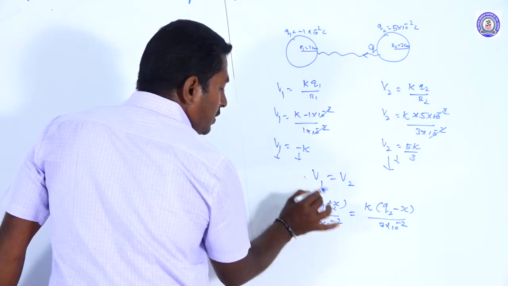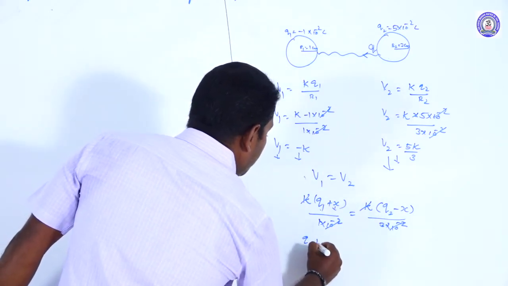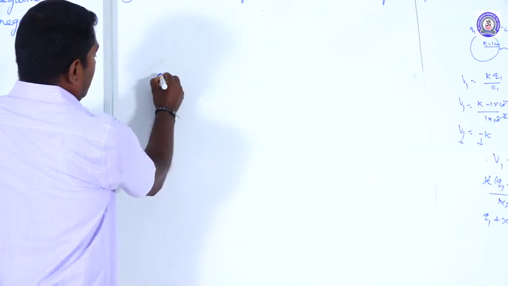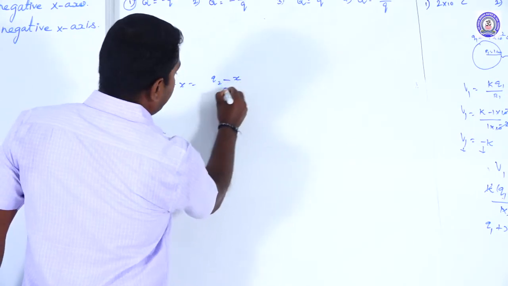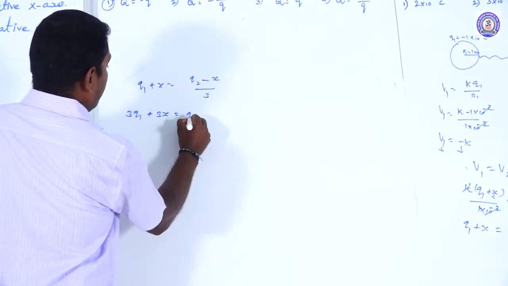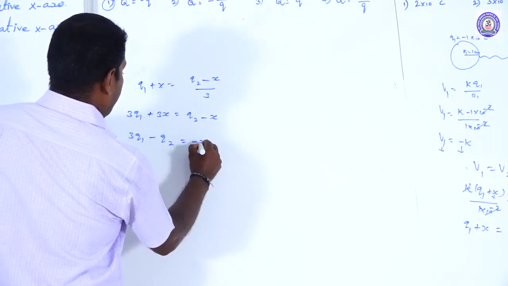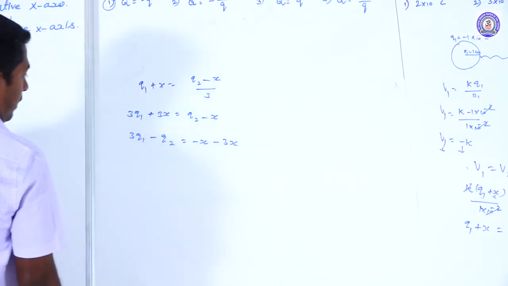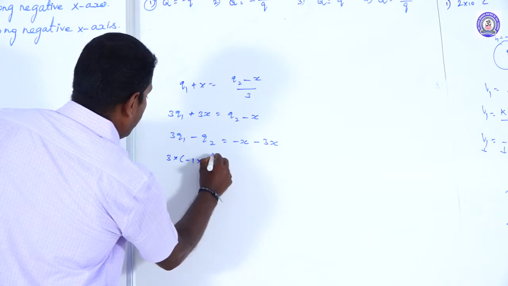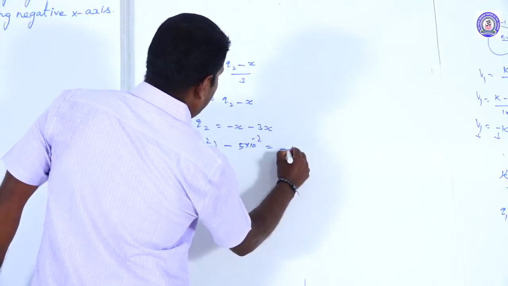So k gets cancelled, 10 power minus 2 gets cancelled, then Q1 plus X is equal to Q2 minus X divided by 3. The next step: 3Q1 plus 3X is equal to Q2 minus X. So 3Q1 minus Q2 is equal to minus X minus 3X. So 3Q1 value, minus 1 into 10 power minus 2, minus Q2 value, 5 into 10 power minus 2, is equal to minus 4X.